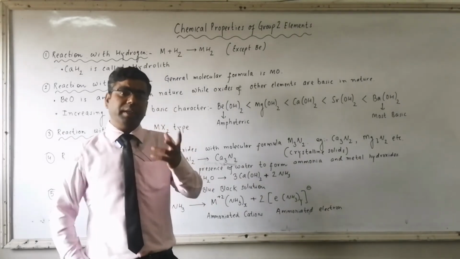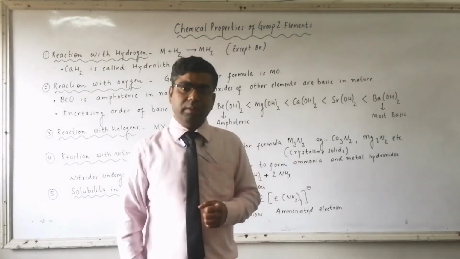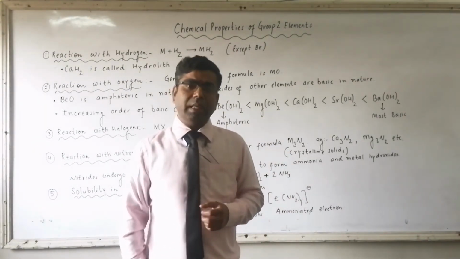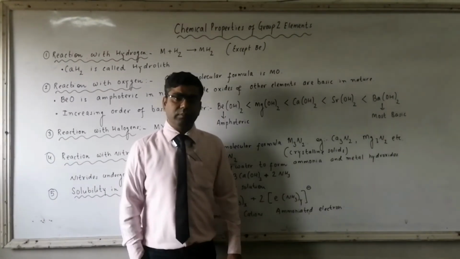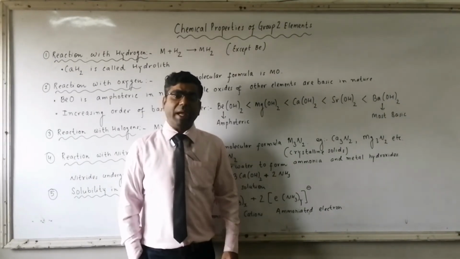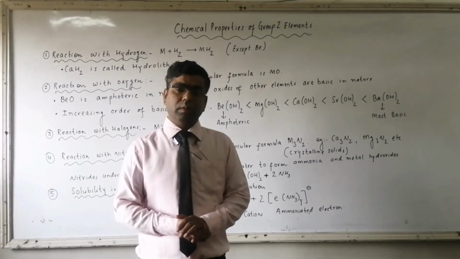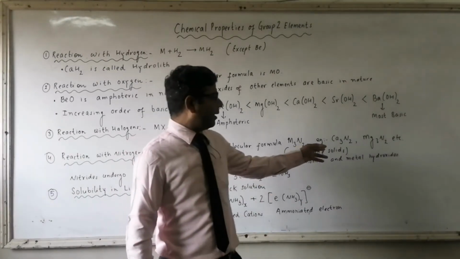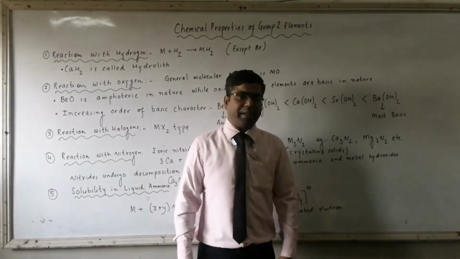They have a definite geometry, a definite shape. That's why these are called crystalline solids. Nitride is the N-3 ion. Examples of nitrides: Ca3N2, Mg3N2, that is calcium nitride, magnesium nitride, etc.